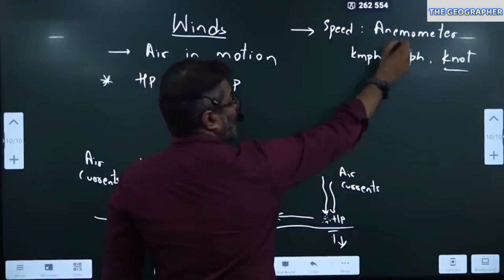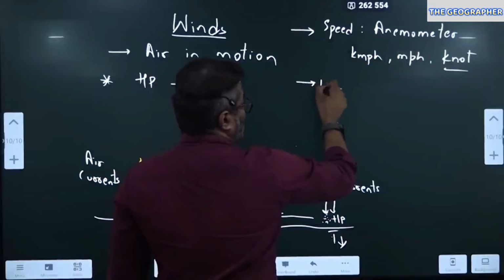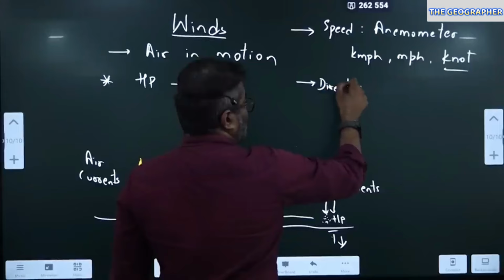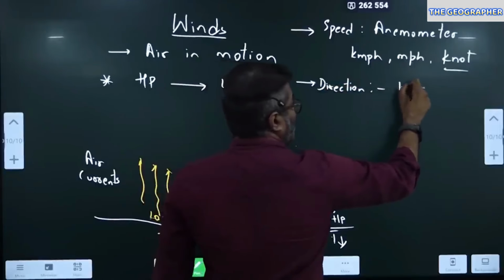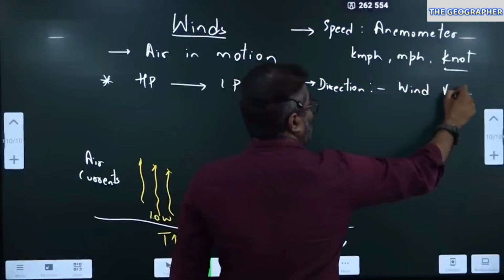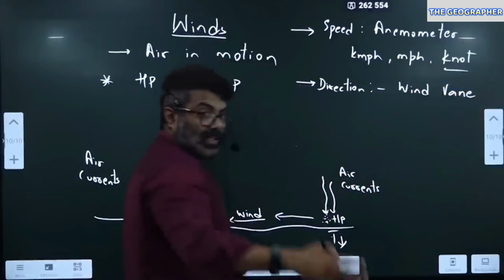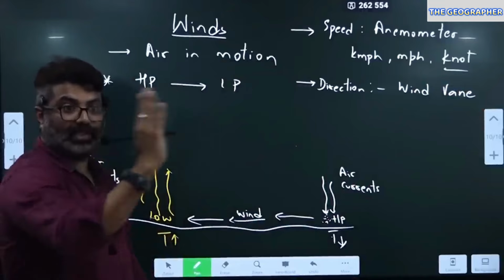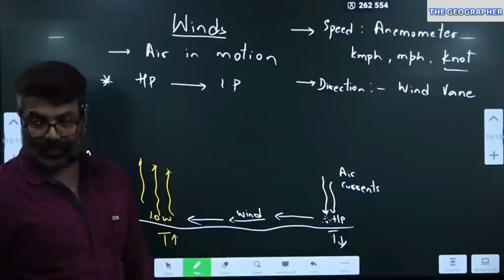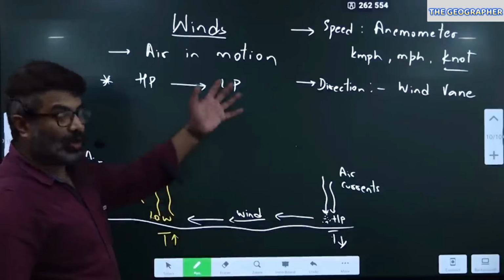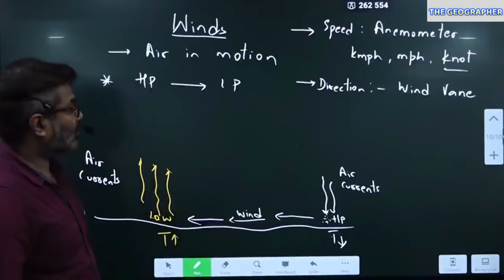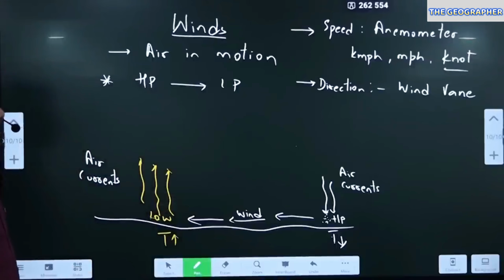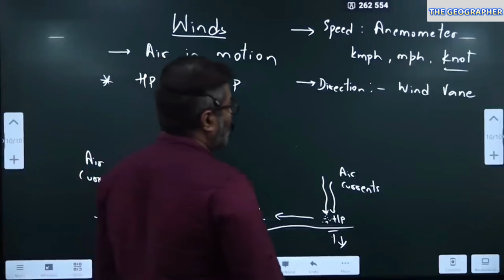Okay. Wind speed. Then direction of the wind. Wind direction is measured using a wind vane. A wind vane is an instrument that shows the wind direction, which direction the wind is blowing as of now. I'll show you a photo of the wind vane and wind speed instrument. These two should be the first basics.